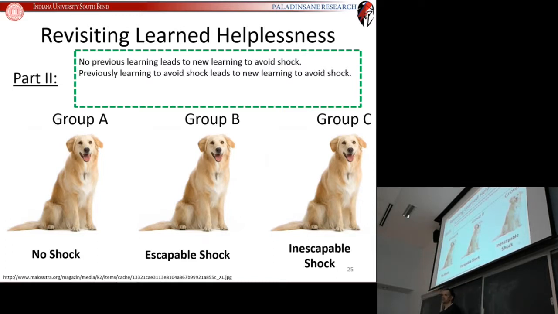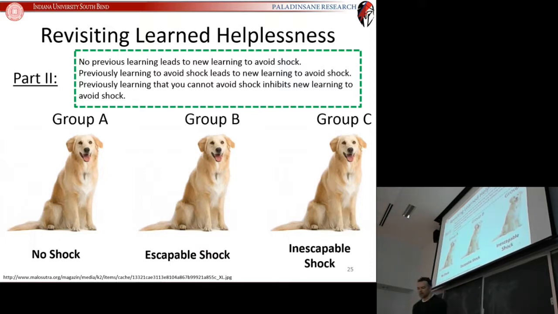Their learned helplessness led them to not learn to avoid the shock. Exactly. So that previous learning that you cannot avoid shock, that learned helplessness, inhibits any new learning. So now we see the connection between a history of learning and new learning, and that connection is that functional relationship. Changes in your history are going to change your ability to learn new things. If you have no learning, or you have successful learning in the past, you'll learn new things. If you have unsuccessful learning, you won't learn new things. And that is the functional relationship.